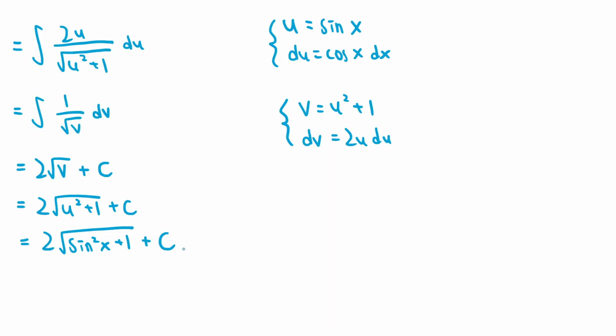So the integral of sine of 2x over the square root of sine squared of x plus 1 is 2 times the square root of sine squared of x plus 1 plus c.